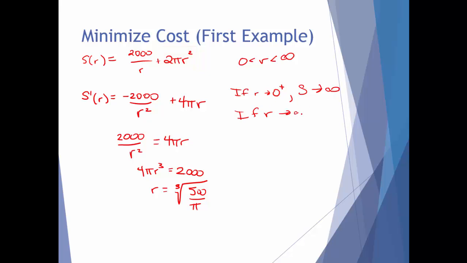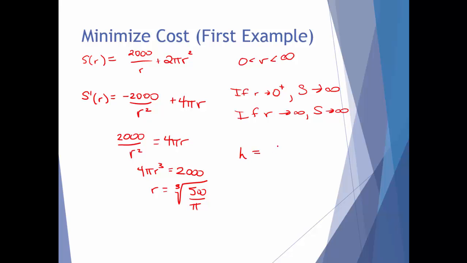If r approaches infinity, so we'll check the other endpoint, if you will. It's not really a point, but endpoint. Then while the first term, the fraction, will go to 0 because its denominator is getting infinitely large, the second term will go to infinity. So S will also go to infinity. So neither one of those is going to work as far as minimizing our cost. So this is in fact going to provide us with our absolute minimum. We just need to answer the rest of the question and find h.